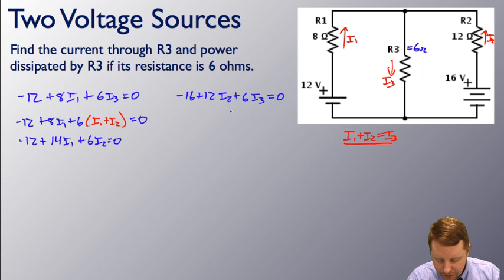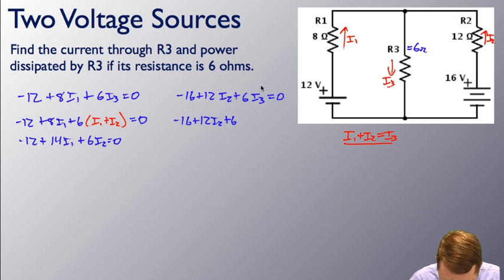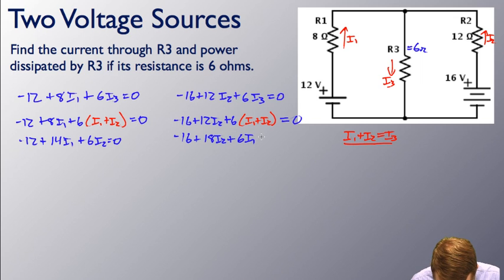We can do the same thing over here for this side as well. Negative 16 plus 12 I2 plus 6 times I1 plus I2 equals 0. Or negative 16 plus, now I'll have 18 I2 plus 6 I1 equals 0.